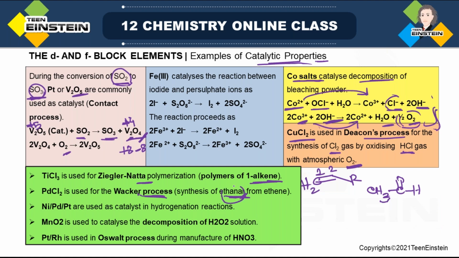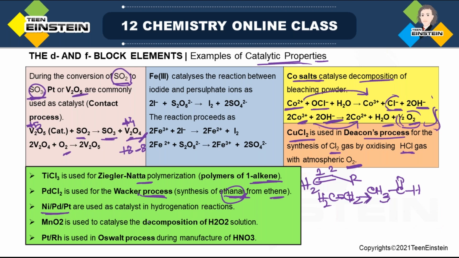And this is the product, and you are getting it from ethene. Ethene is CH2=CH2. So this is actually oxidation. And in this oxidation, PdCl2 is used as catalyst, and the name of the reaction is Wacker process.